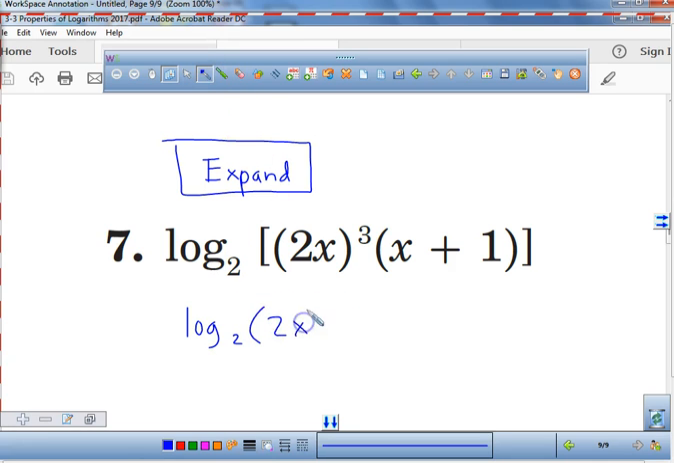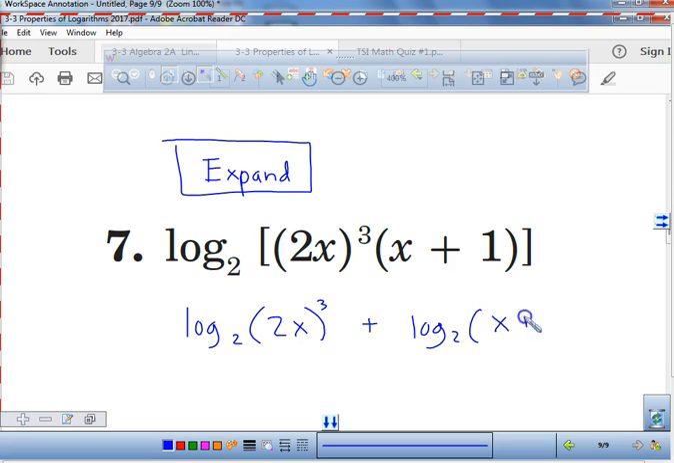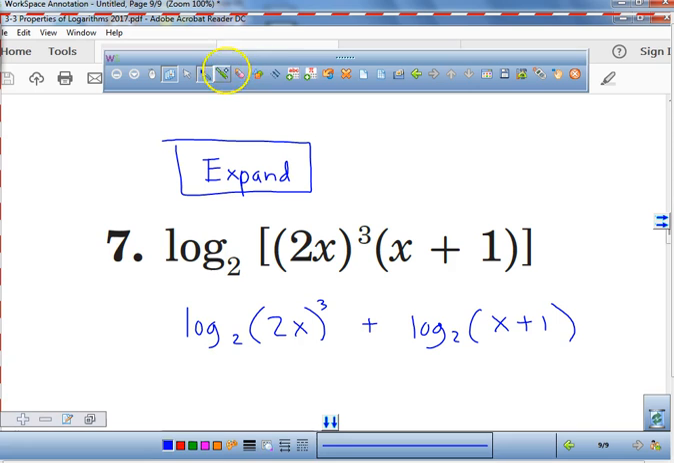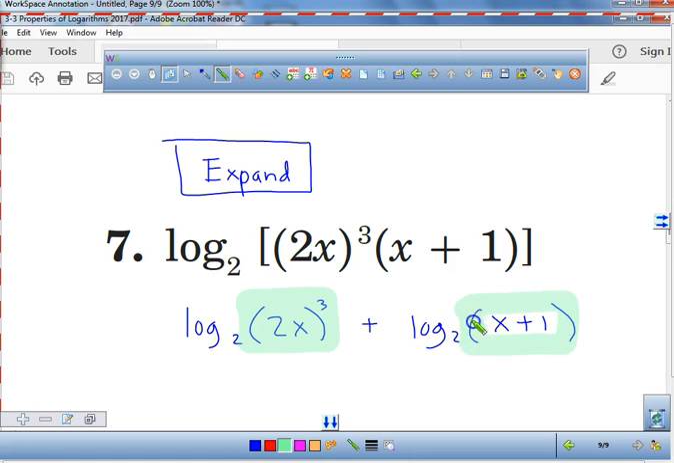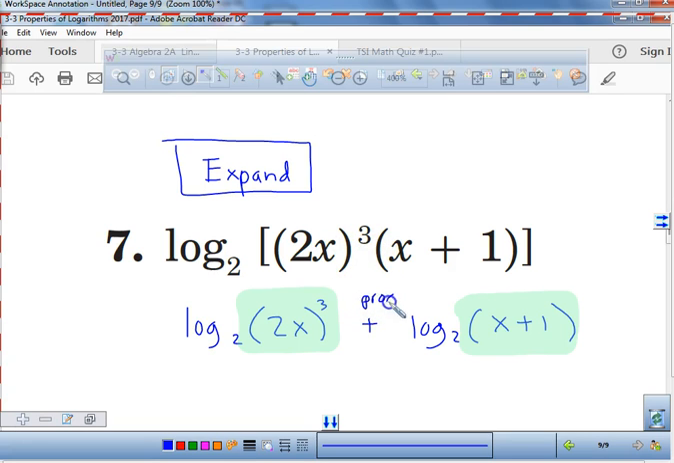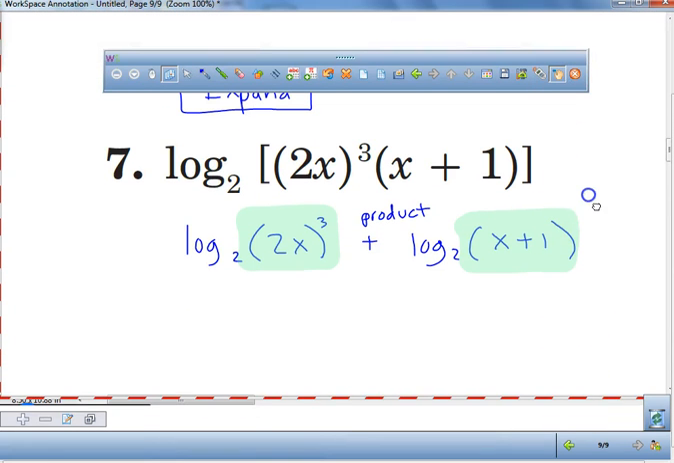We'll put log base 2 of 2x to the power of 3 plus log base 2 of x plus 1. So that's the very first thing. We've already done that part, so you should have this right here and this right here. And because they're being multiplied together, we are using the product property of logarithms.